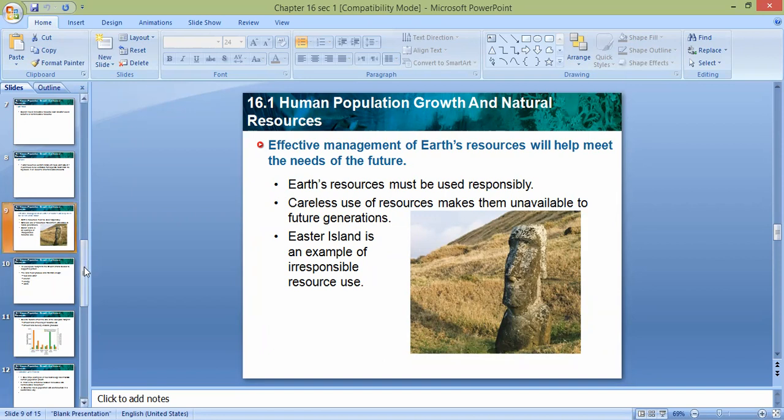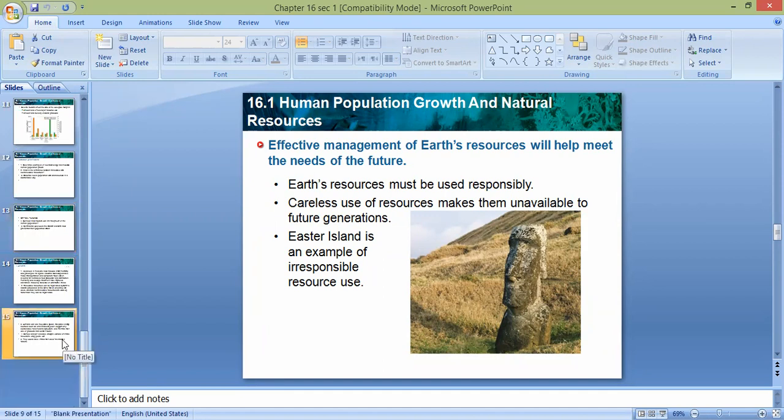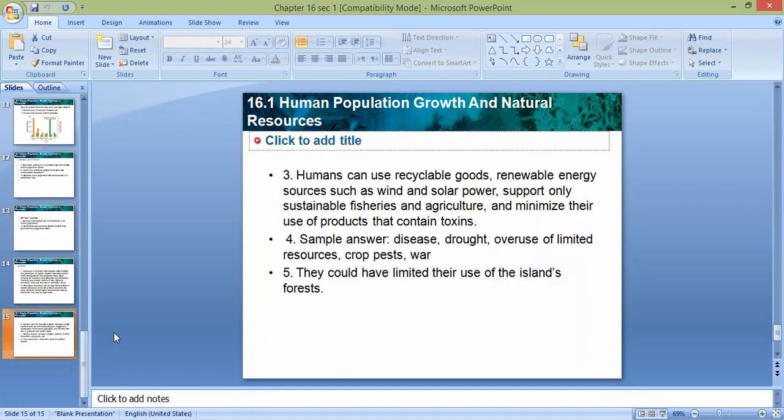How could they prevent it? They could have limited their use of the island forest. Their problem was that they cut the trees to make ships and boats. If they had limited their use of the island forest, this would not have happened to them, because when they cut the trees, the trees were a habitat for many living things.